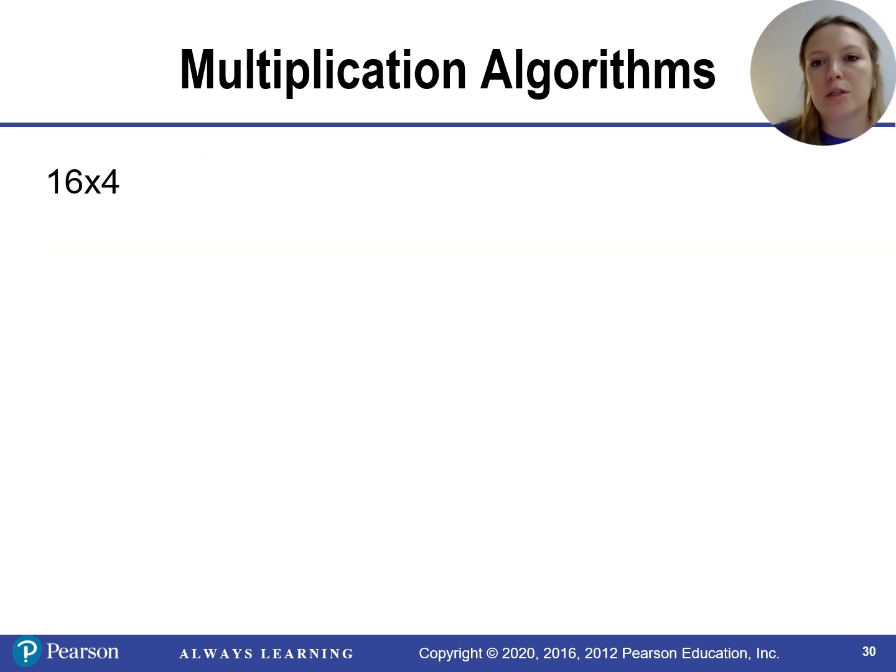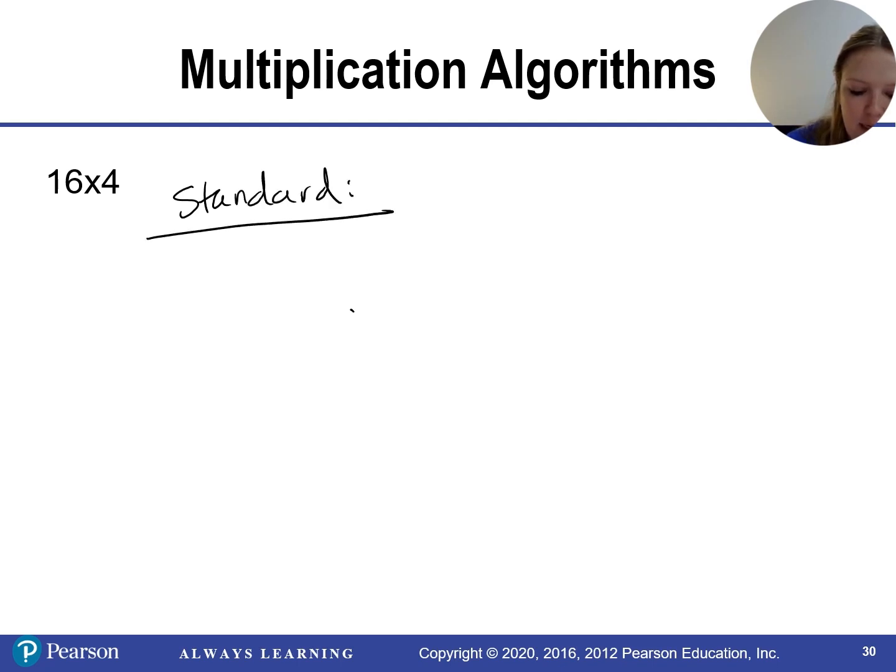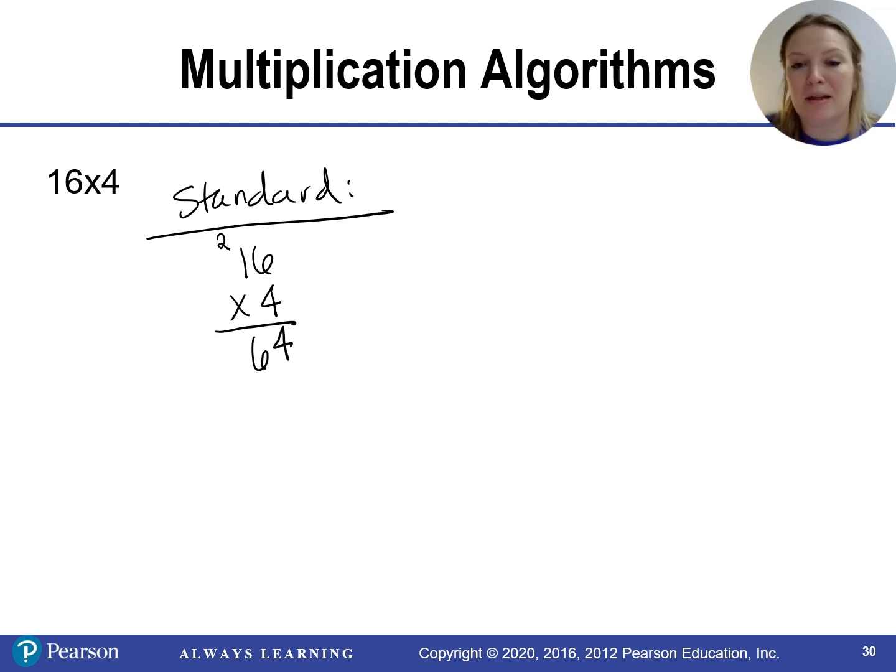All right, so I want to go through a similar problem, but this time it's going to require us to think about regrouping like we did with addition and subtraction. So again, our standard algorithm would tell us to say 16 times 4. 4 times 6 is 24, so I put a 2 up here and put a 4 down here. Then I say 4 times 1 is 4, plus 2 is 6. So I get 64.